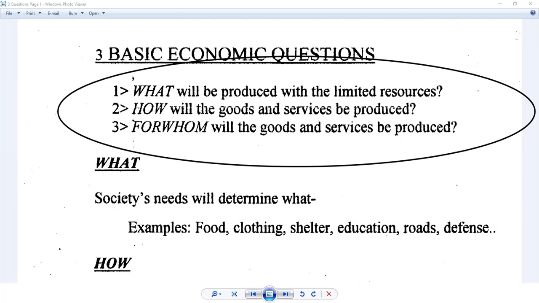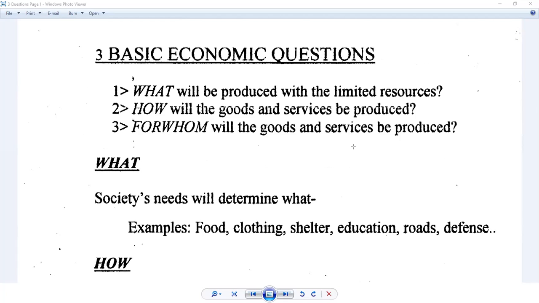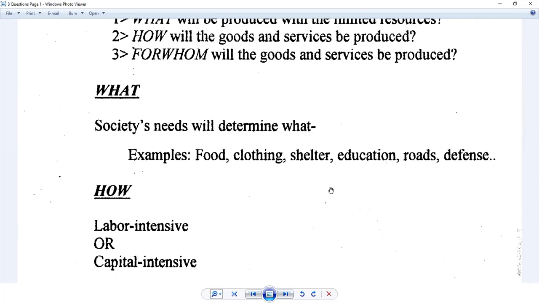And then once those goods and services are produced, who's going to get them? Who's going to get them? So society will determine food, clothing, shelter, education, roads, and defense based on their economic system and based on their ability for their government to provide that.